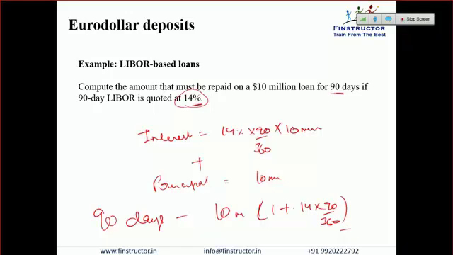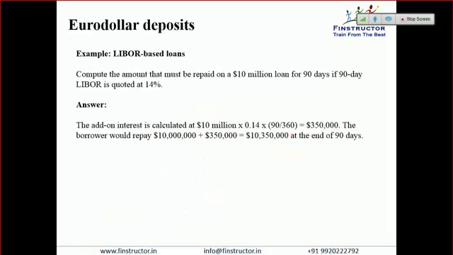So remember, LIBOR and Euribor, or LIBOR is a US denominated rate and it's an add-on rate. That is, this rate is not a discount like in the case of T-bills. It's actually the number that will have to be paid over and above what you borrowed. So total $10.35 million is what you'll have to give at the end of 90 days.